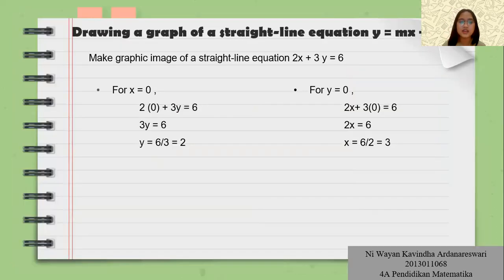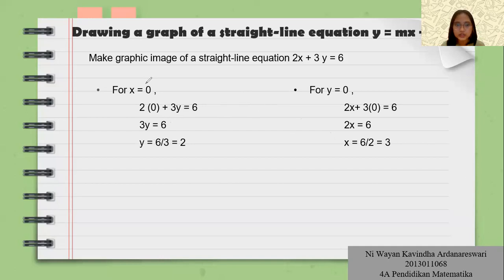So we got to the example: drawing a graph of the straight line equation y is equal to mx plus c. The example is to make a graph of the straight line equation 2x plus 3y is equal to 6. So for the first step, we should search for the x and y points.